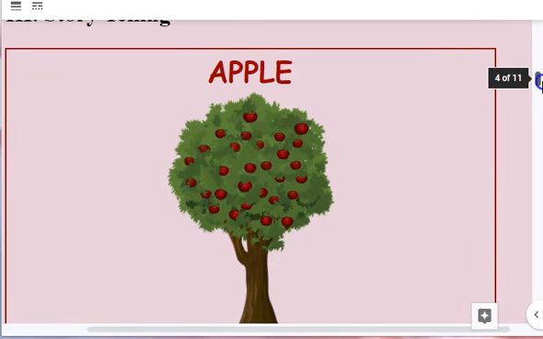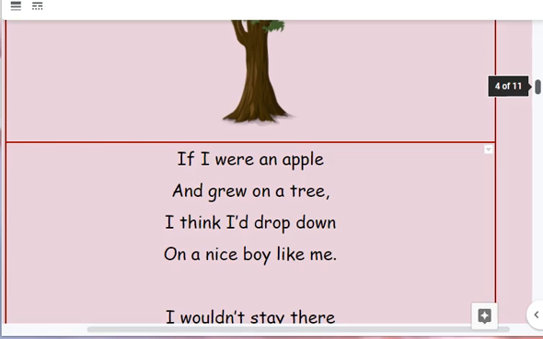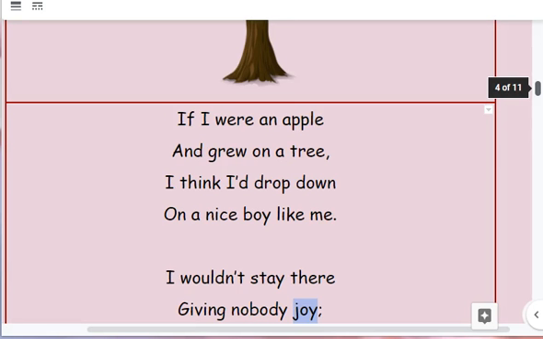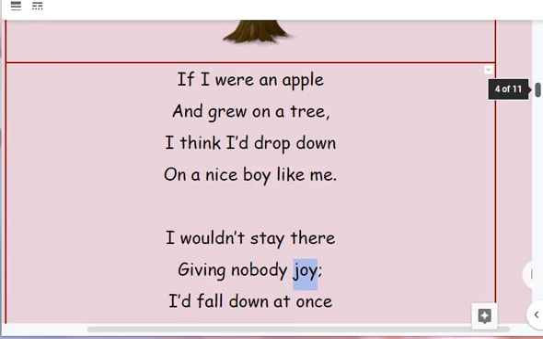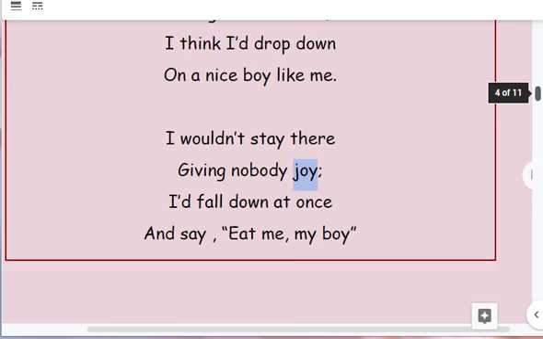Apple. If I were an apple and grew on a tree, I think I'd drop down on a nice boy like me. I wouldn't stay there, giving nobody joy. I'd fall down at once and say, "Eat me, my boy."